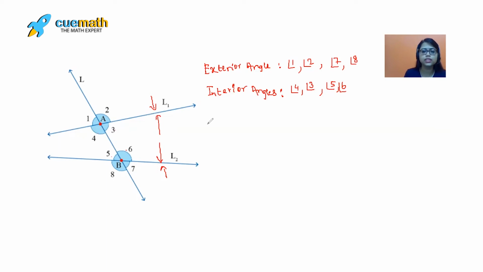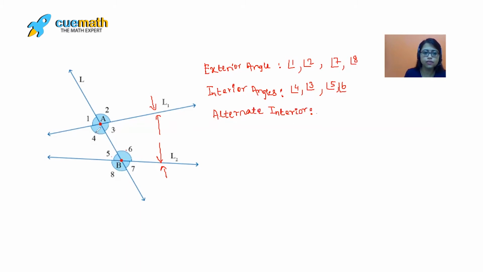See, the name itself depicts. So when I say alternate, alternate means they should be opposite. And interior. So the interior angles which are opposite to each other are forming your alternate interior angles. Or these are the angles which are opposite and they lie in the inside region of L1 and L2. Right. So which are the alternate interior angles?